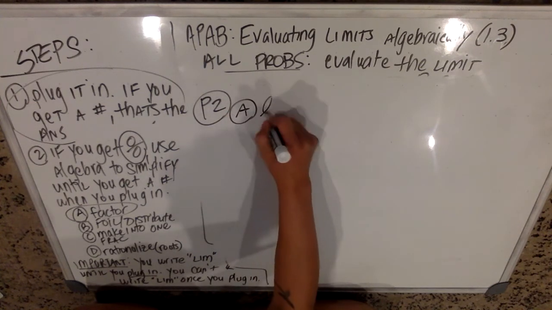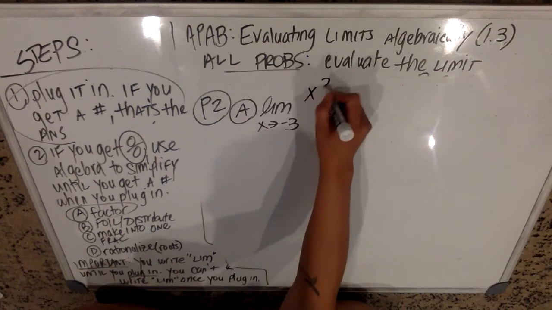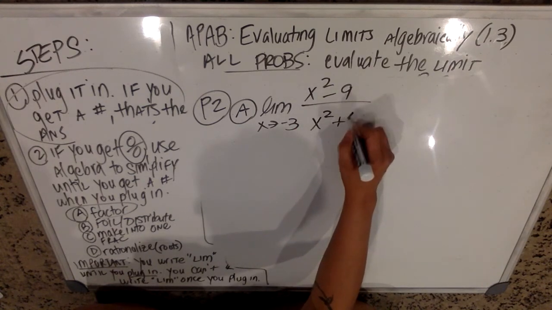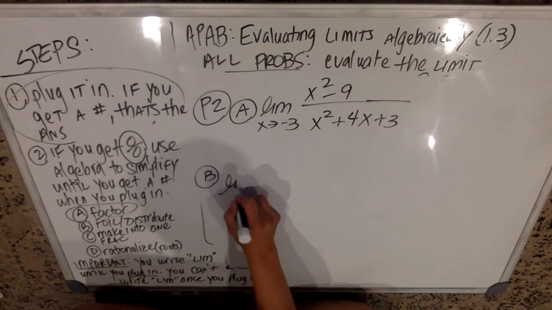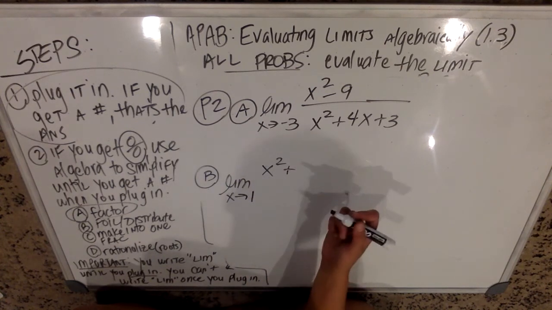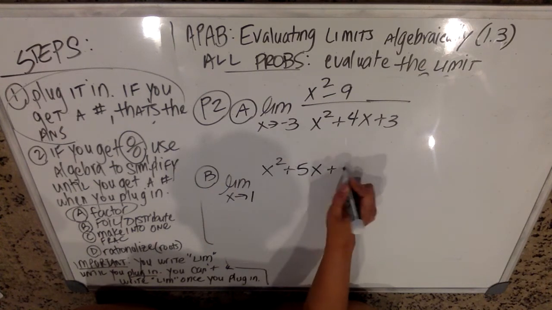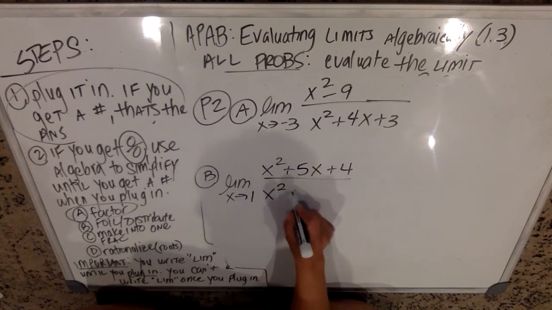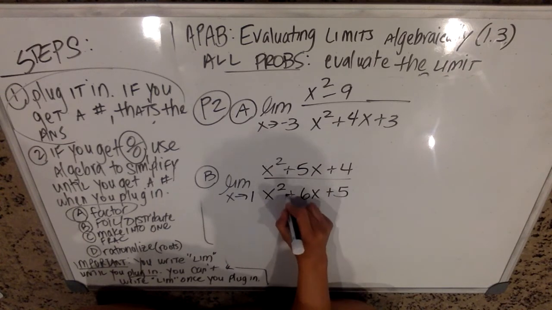So for A, I'm going to give you the limit as x approaches negative 3 of x squared minus 9 over x squared plus 4x plus 3. For B, let's do the limit as x approaches 1 of x squared plus 5x plus 4 over x squared plus 6x plus 5. Cool.